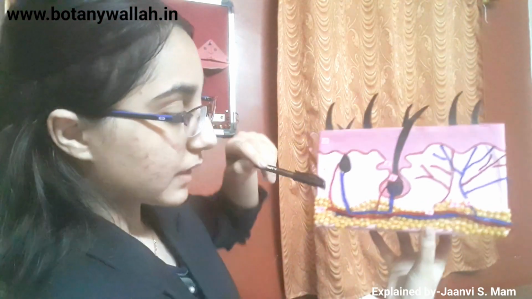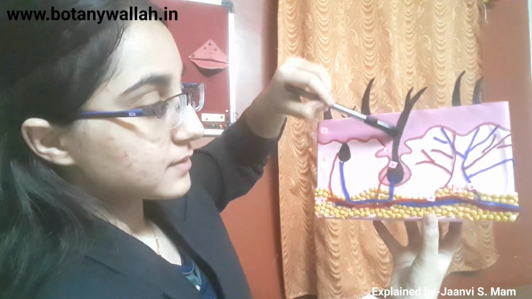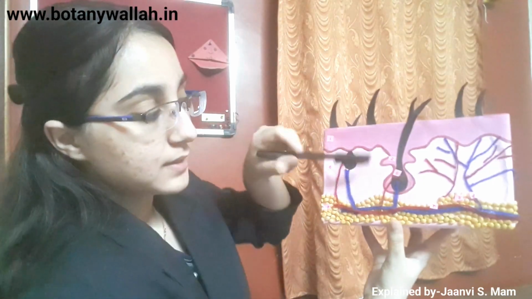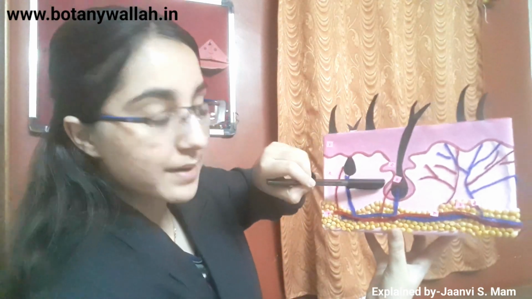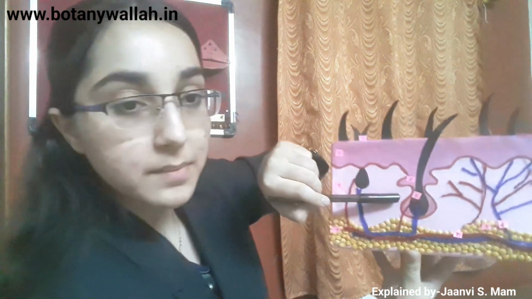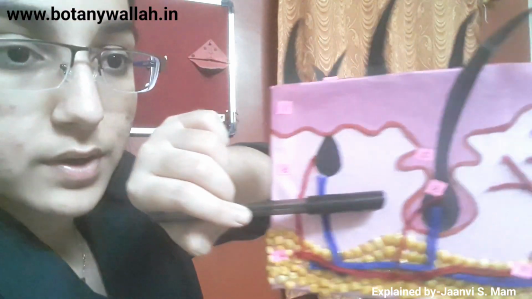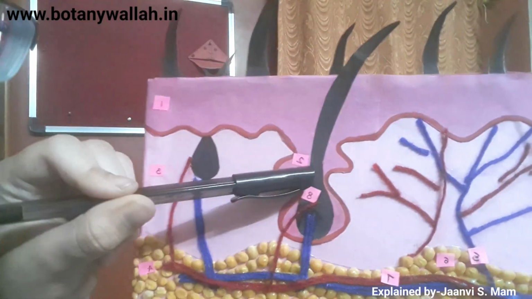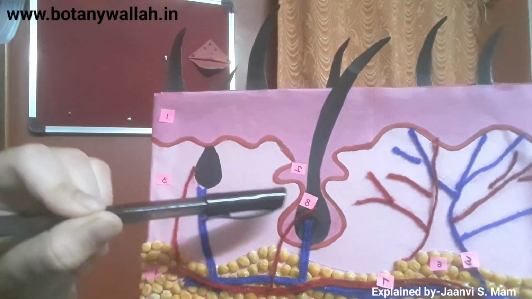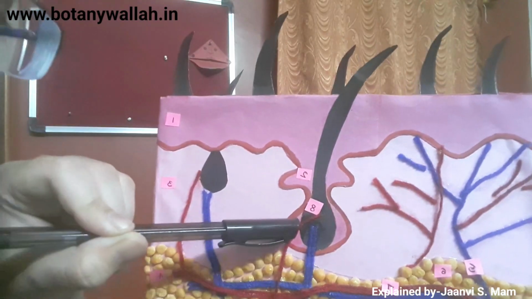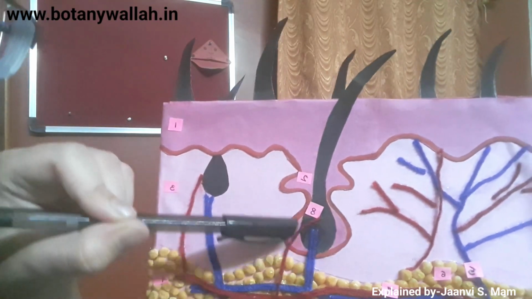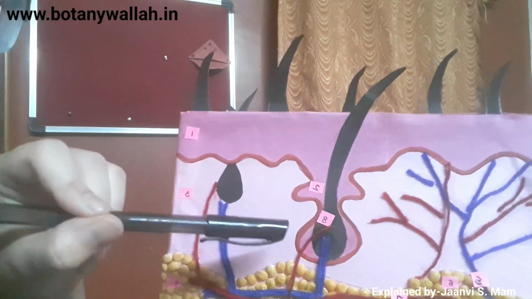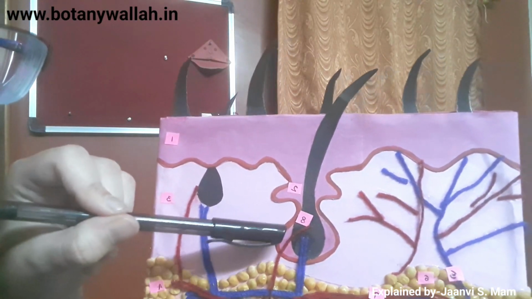Then you can see that hair is coming from this part, and this is the hair follicle. I will show it zoomed in. This is the hair follicle. From this part the hair starts growing. We can say the root of a hair, or the hair follicle.